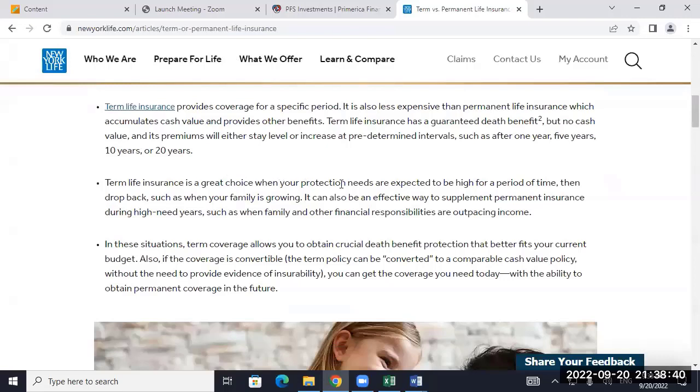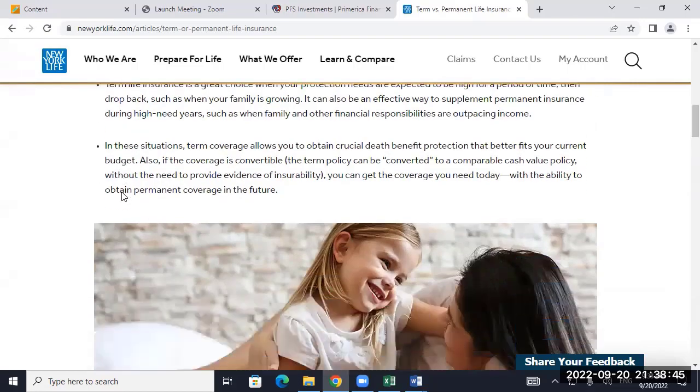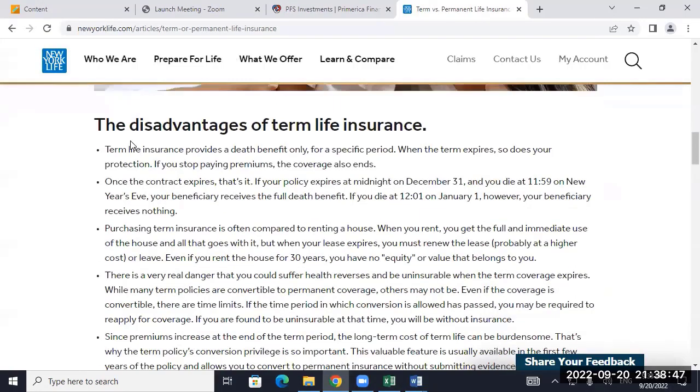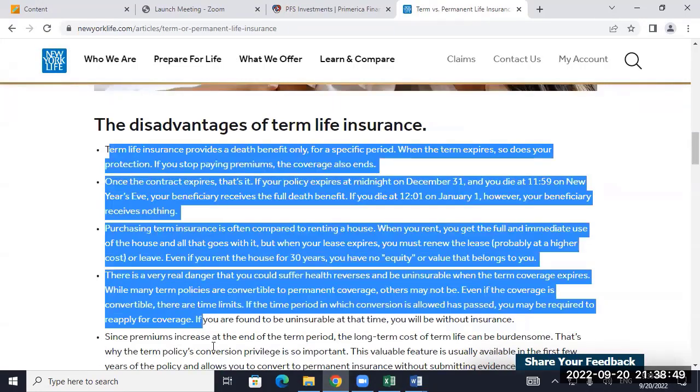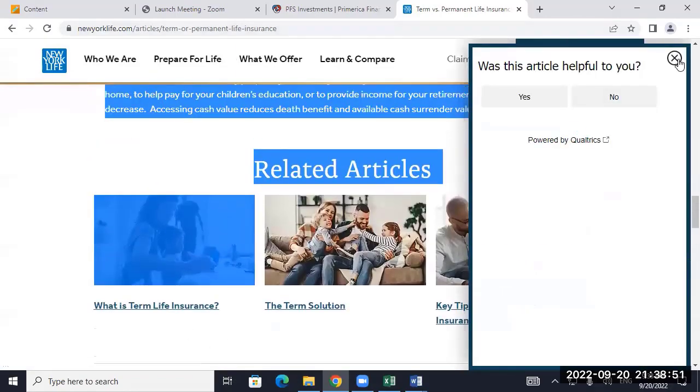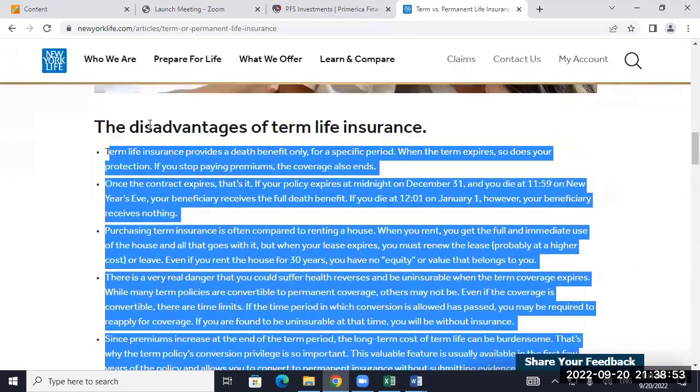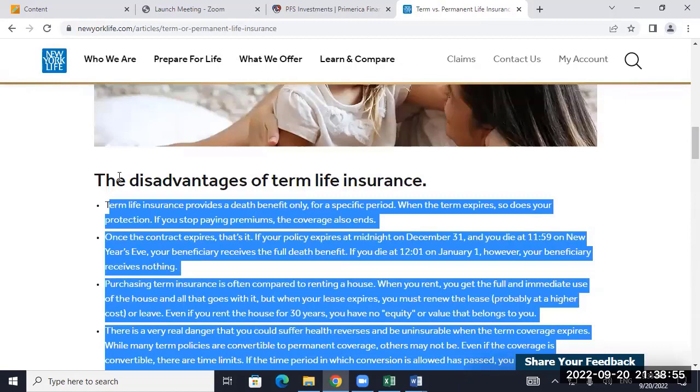Term coverage is a great choice when your protection needs are expected to be high for a period of time, then drop back. The disadvantage, boy, look at all those. I would give you some definite bonus points on exam 1 if you went out and actually gave me some new arguments. I'd be thrilled if you do that.